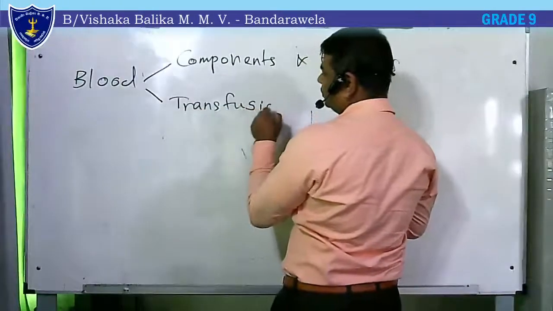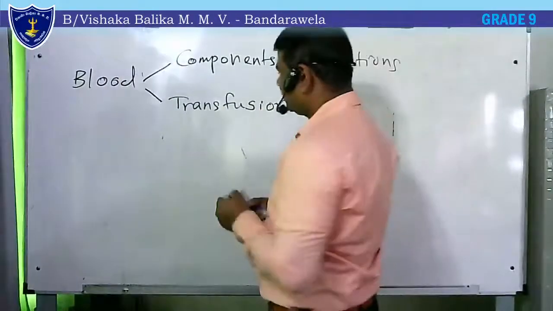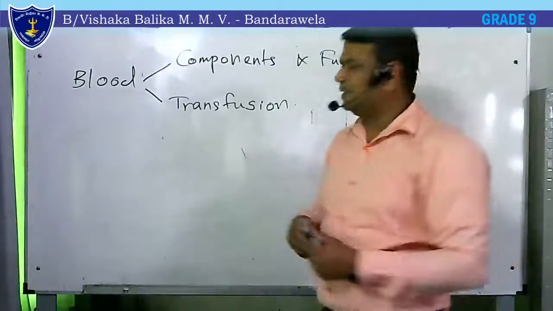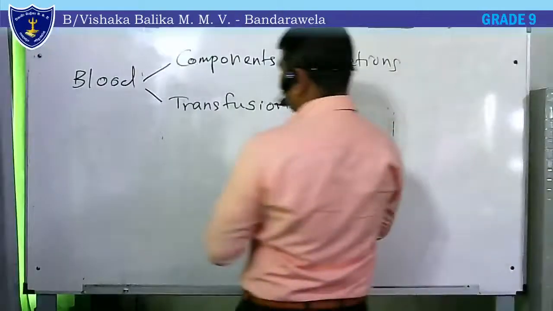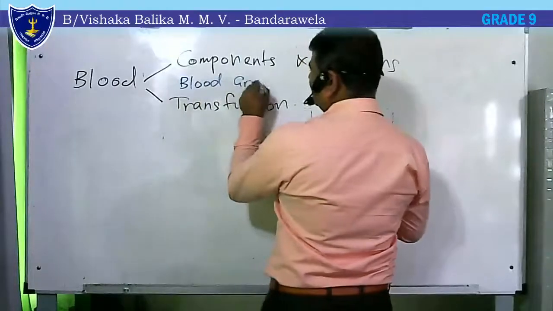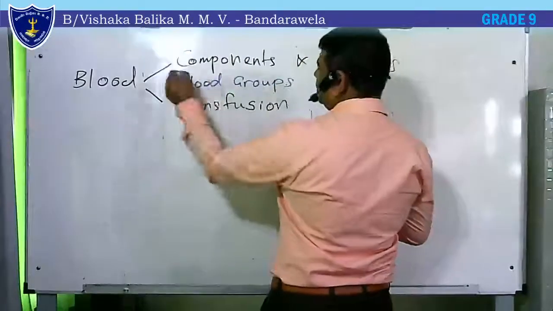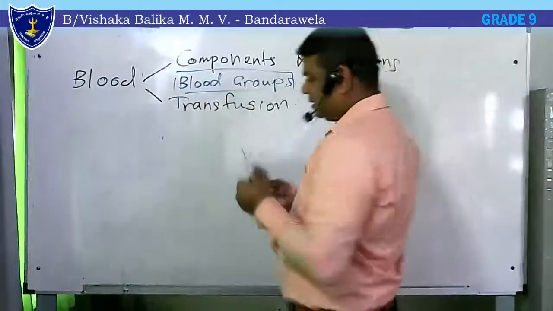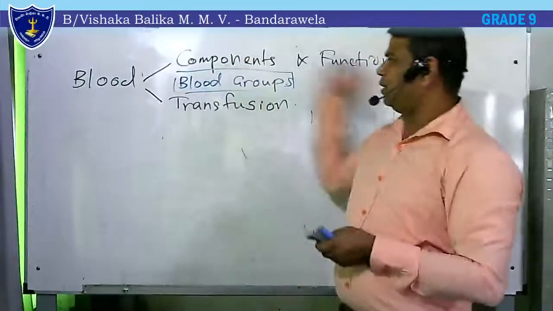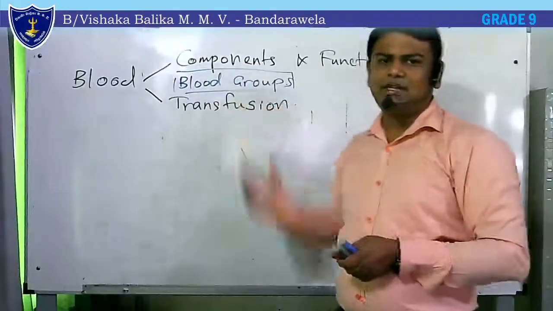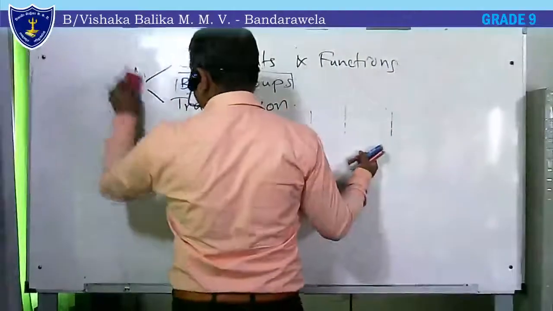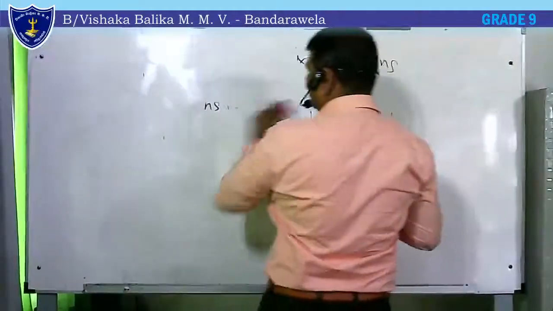Transfusion means giving blood from one person to another. In between this, there is one stand, that is blood groups. So today's lesson will be divided into three different chapters like this: components of blood, blood groups, and the transfusion of blood. Join me to continue the lesson and learn these contents.